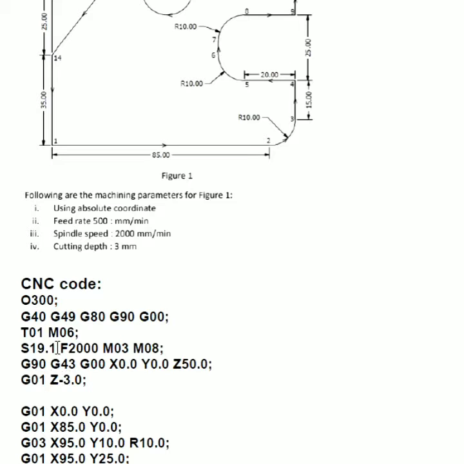The last block here is for the cutting depth. Given here is 3 mm, so we enter the code as Z-3.0.